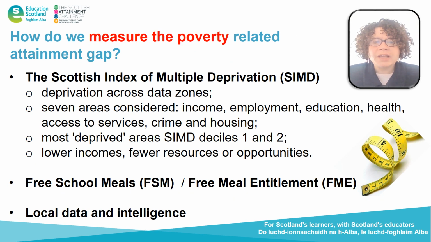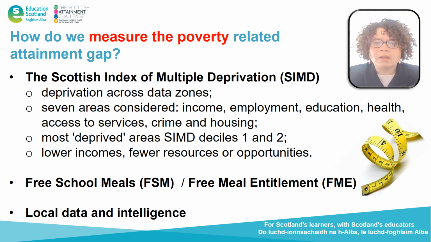Thank you, Karen. In measuring the poverty-related attainment gap, we first need to consider how we measure or identify learners that may be affected by poverty. The Scottish Index of Multiple Deprivation, often shortened to SIMD, is a relative measure of deprivation across small areas of Scotland called data zones. If an area is identified as deprived, this can be connected to people having a low income, but it can also mean there are fewer resources or opportunities available. SIMD looks at the extent to which an area is deprived across 7 domains. These are income, employment, education, health, access to services, crime and housing.